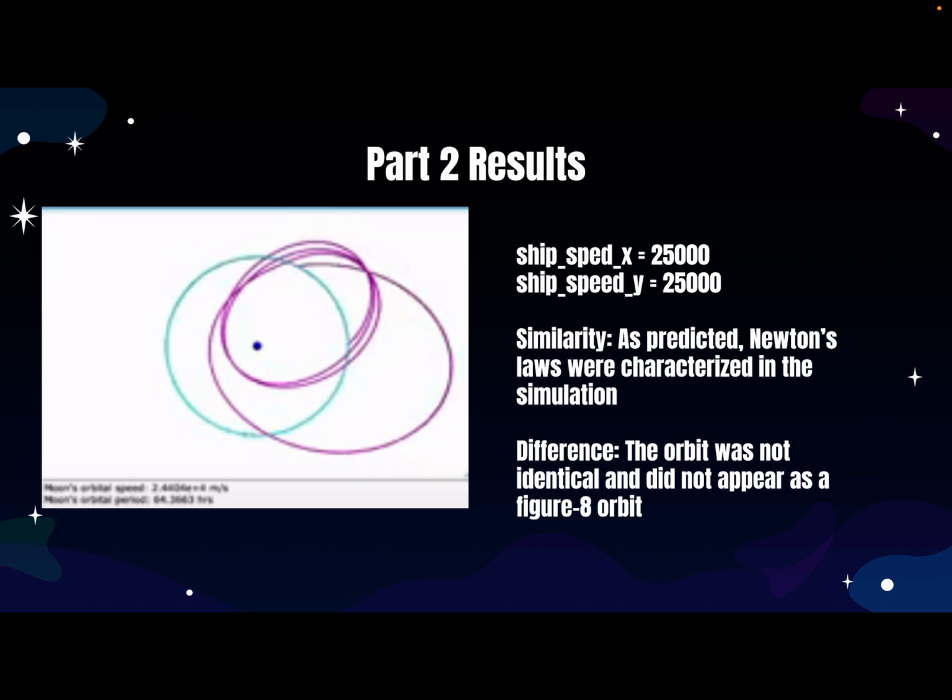Using the same initial velocities, 25,000 in both the x and y, the motion clearly showed how the planet and moon's gravitational pulls affected the spaceship. While the orbit wasn't a perfect figure 8, it still demonstrated how Newton's laws govern the motion. The results matched theoretical expectations that both forces influence the trajectory simultaneously.